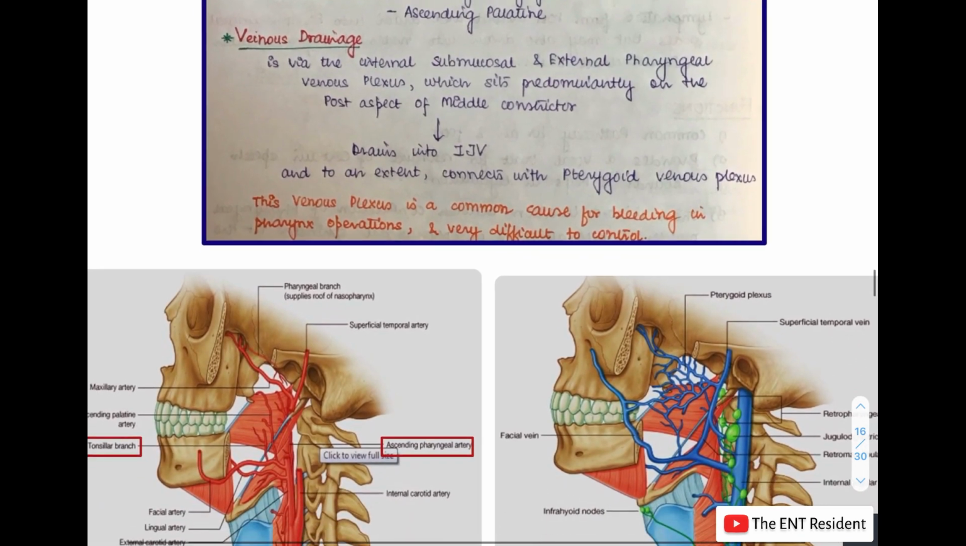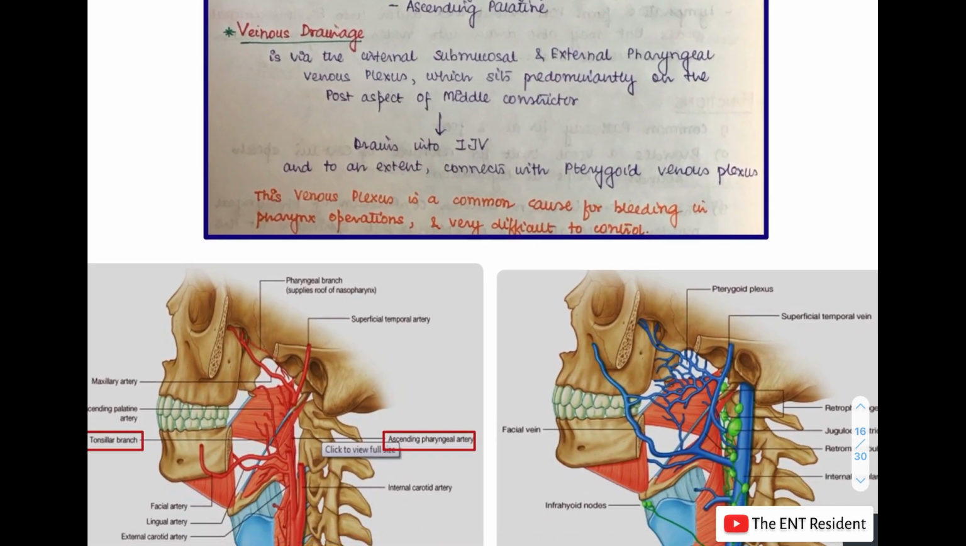Now, when we come to venous drainage, we will see it is via the internal submucosal and external pharyngeal venous plexus, which sits predominantly on the posterior aspect of the middle constrictor. As you know, in my video on the muscles of pharynx, I have spoken to you about the middle constrictor being one of the circular muscles of the pharynx.